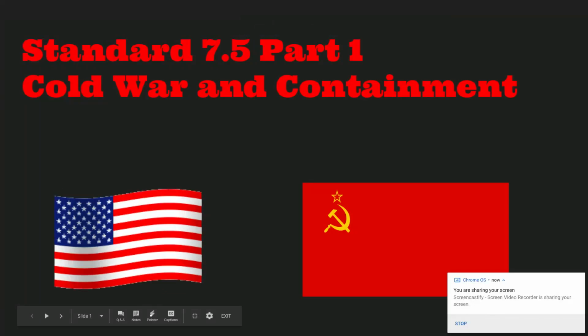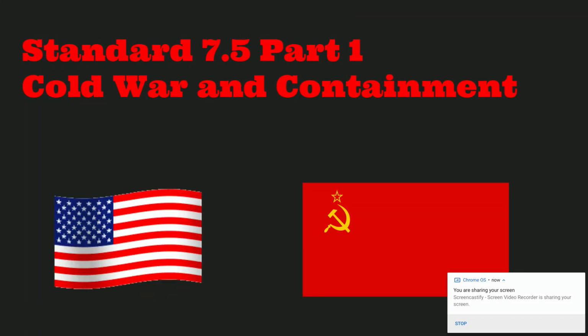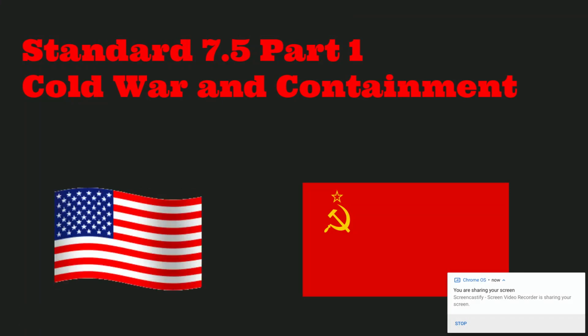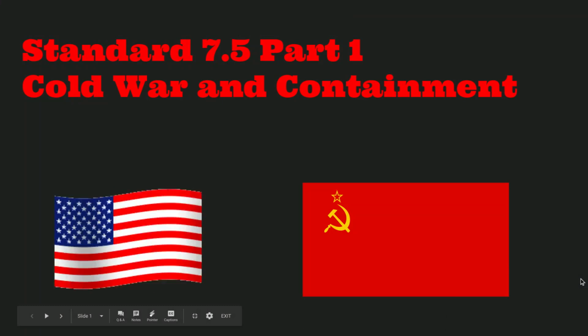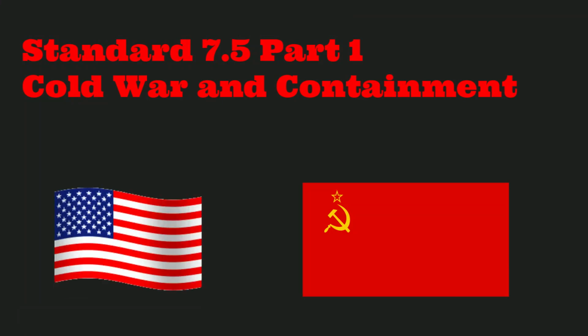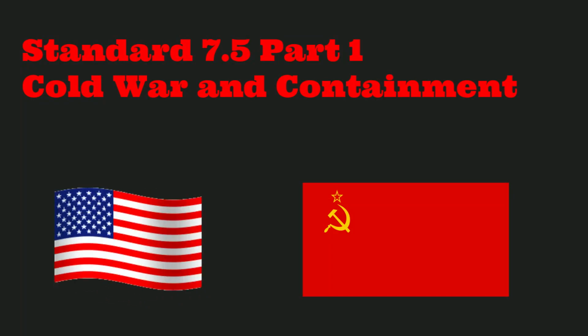Okay, today we're going to be looking at indicator 7.5, part one. This is going to be on the Cold War and containment. Just to do a rundown for you guys. Leading into this, World War II is over with. Now we're going to have a confrontation, really, or competition, between the United States and the Soviet Union.